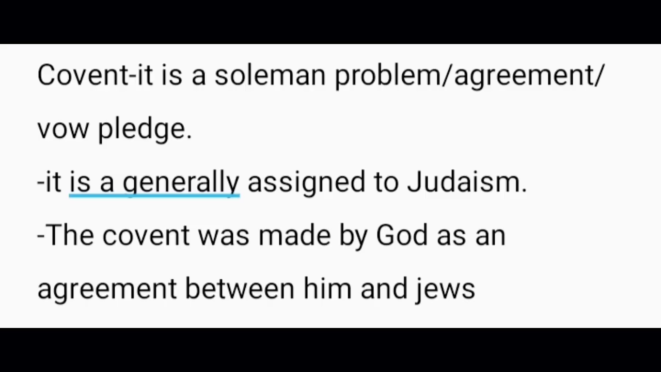Now we move to covenant. We have to know what is covenant. Covenant, it is a ceremony, promise, agreement, vow, pledge. It is generally assigned to Judaism. The covenant was made by God as an agreement between him and the Jews.